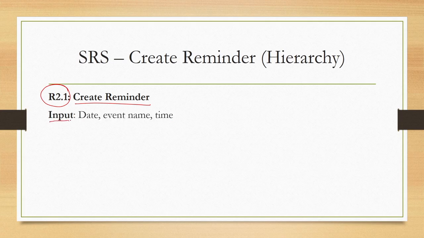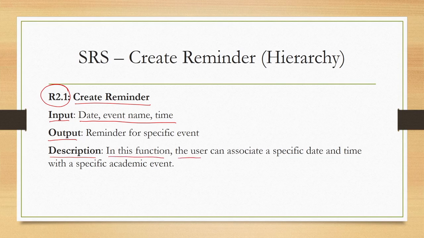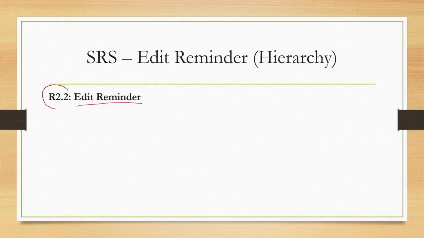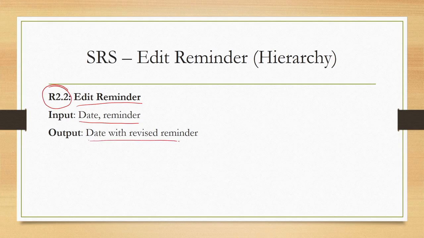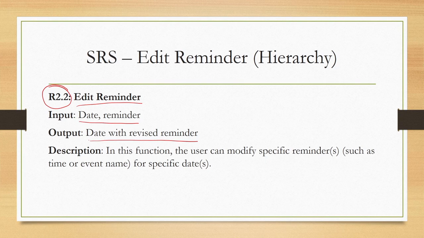Then there is the input, which is date, event name and time together. Output is reminder for specific event, and description is: in this function the user can associate a specific date and time with a specific academic event. This is the description for this sub function. The second sub function under the top level function is edit reminder. We have given it a label R2.2. In this, we have input as date and reminder, output as date with revised reminder, and description as: in this function the user can modify specific reminders such as time or event name for specific dates.